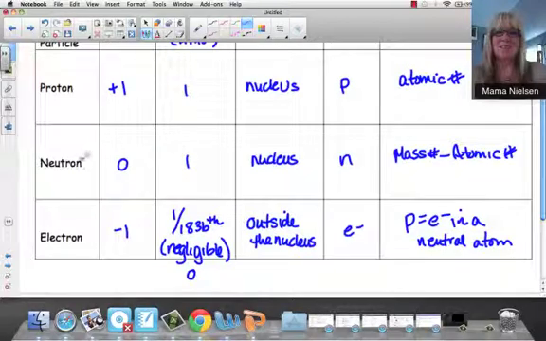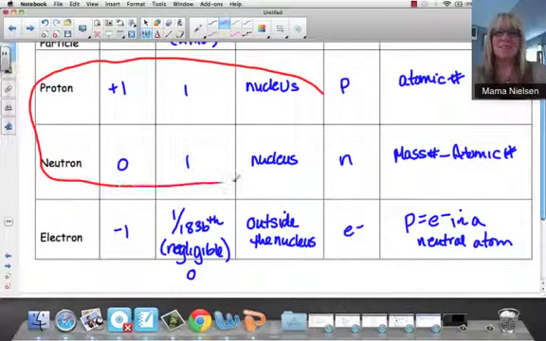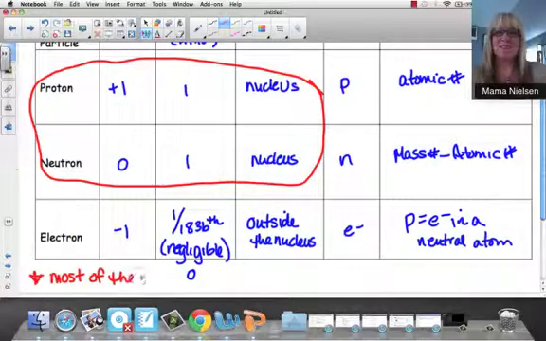So, a couple of things that you should observe from this. First of all, in the nucleus we have the protons and the neutrons. And they both have a mass of 1, whereas the electron, which is outside the nucleus, has basically a mass of 0. So one thing that I would write that's really pretty important is most of the mass is located in the nucleus. Sometimes they ask a question about that.